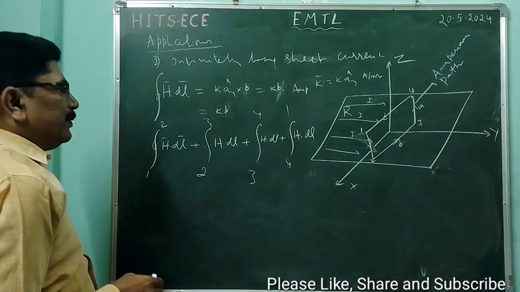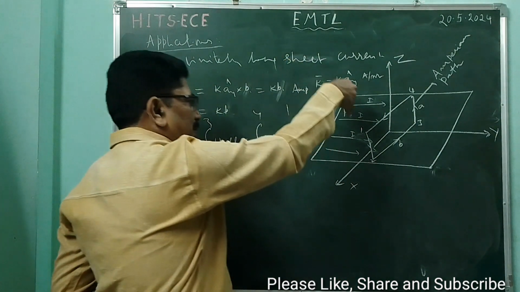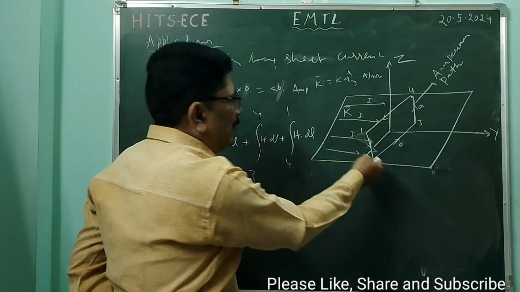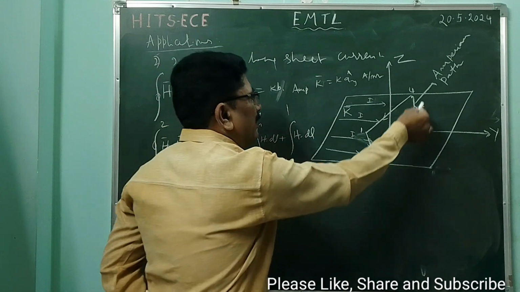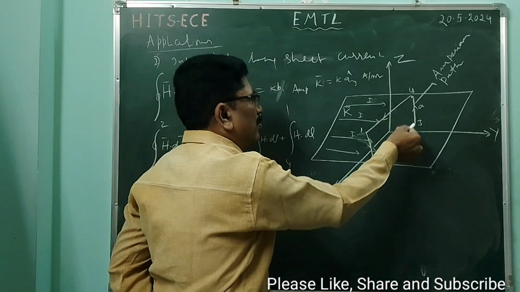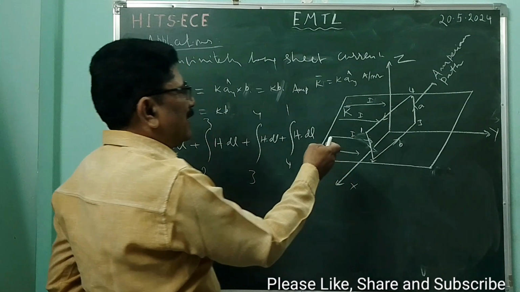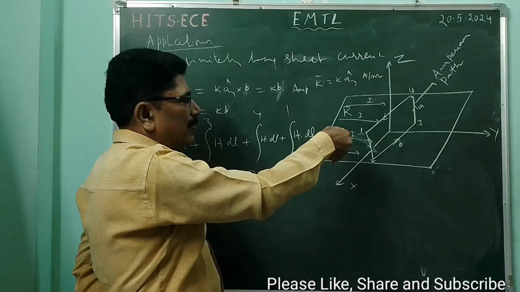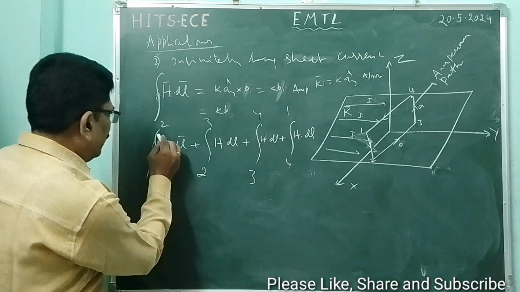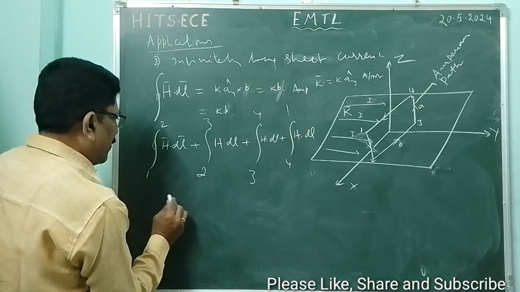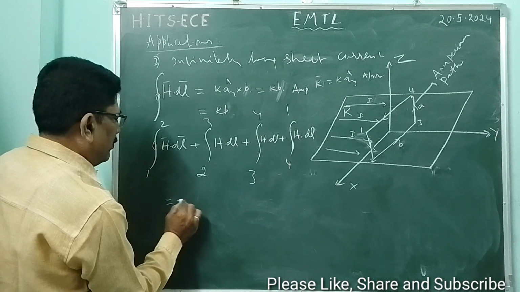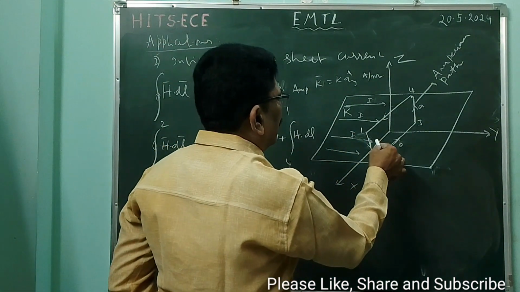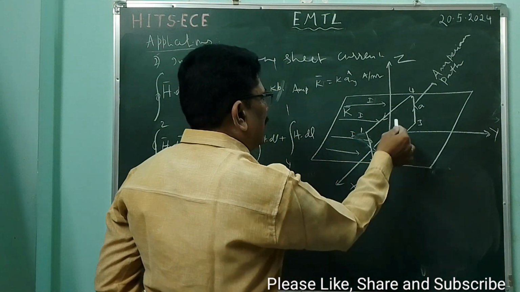So from 1 to 2, that is Hz. H will be along the path 1 to 2, 2 to 3, 3 to 4, 4 to 1. So what is H in the path 1 to 2? That is downward, so it is minus Hz. So 1 to 2 it is equal to minus Hz into minus A.